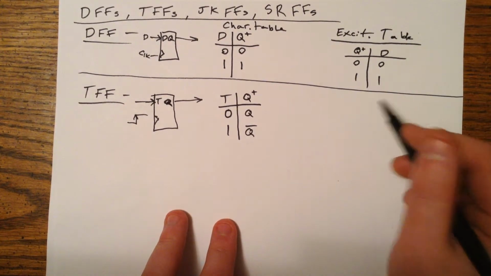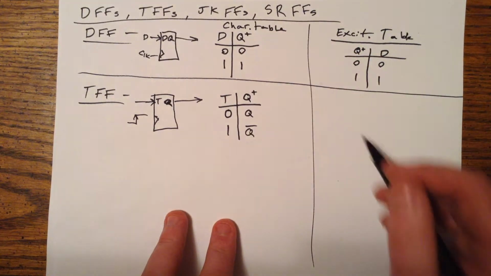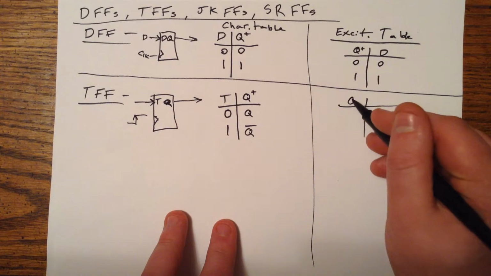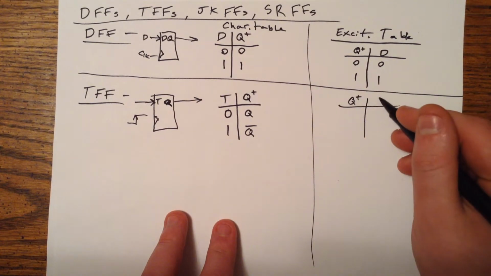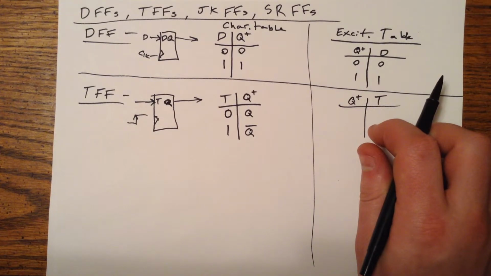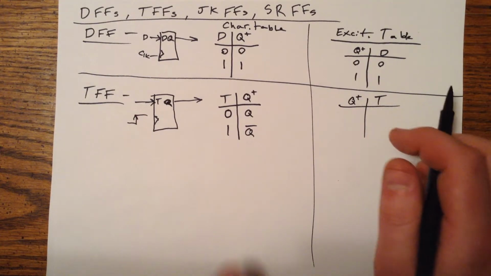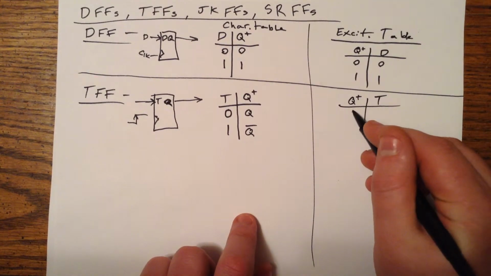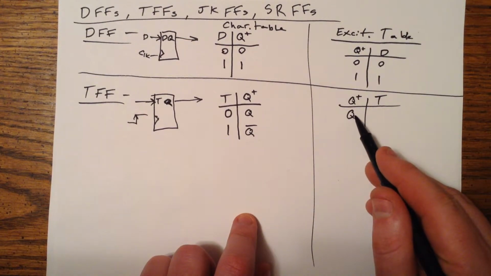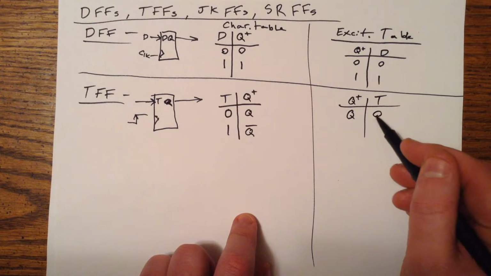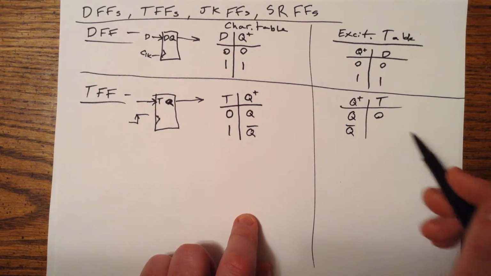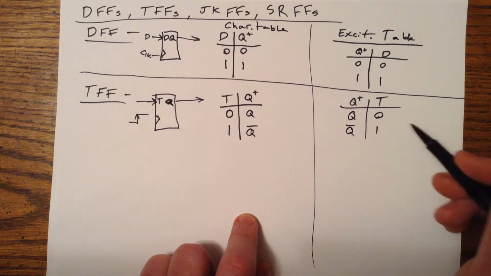Now the excitation table here, so meaning starting with the output and looking at the input. So the excitation table for a T flip-flop is, if your output is the same as it was before, then your T must have been a 0. And if your output is not what it was before, your T must be a 1.